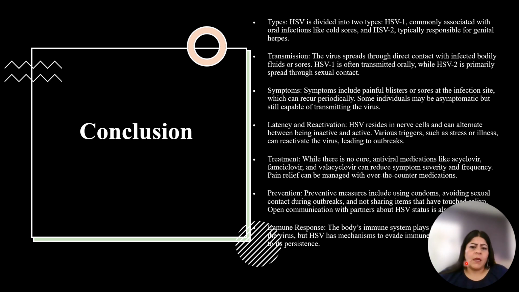So prevention. Preventative measures include using condoms, avoiding sexual contact during outbreaks, of course, and not sharing items is so important when somebody has open cold sores on their mouth. You're not sharing drinks, makeup, chapstick, anything that you would put in your mouth shouldn't touch those open sores. And people with open sores should also take proper precautions and measures to not spread those active sites.